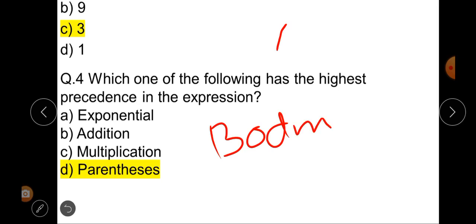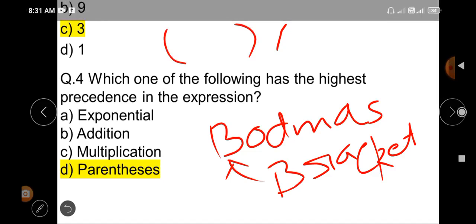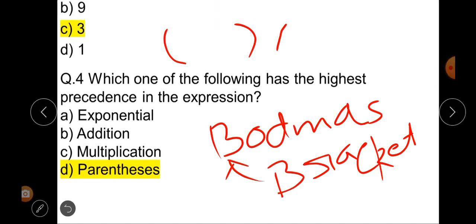Okay, in which B represents bracket. According to the arithmetic expression used in mathematics, bracket is always evaluated first. The same thing happens in Python programming also. In Python programming, bracket should always be evaluated first. Bracket here means the sign of parenthesis. So the parenthesis sign should always be evaluated first.